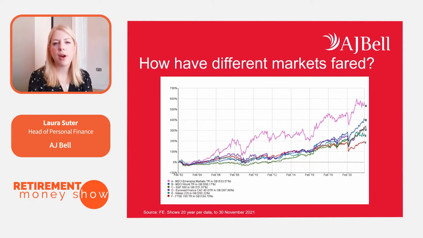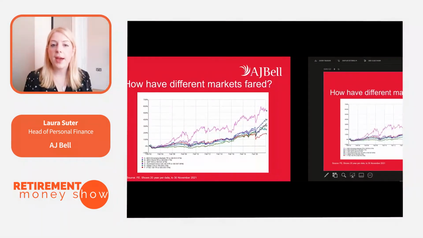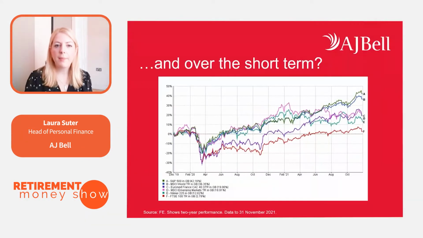And the S&P 500, the US index, sits somewhere in between with about 330% return. So then we can compare that to the short term. This is looking at those exact same indices, but just looking at the performance over the past 2 years. And you can see here we've got a very different story.